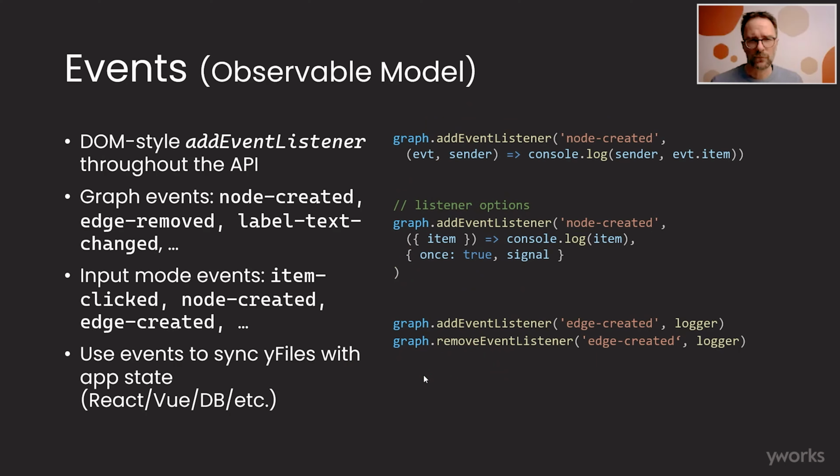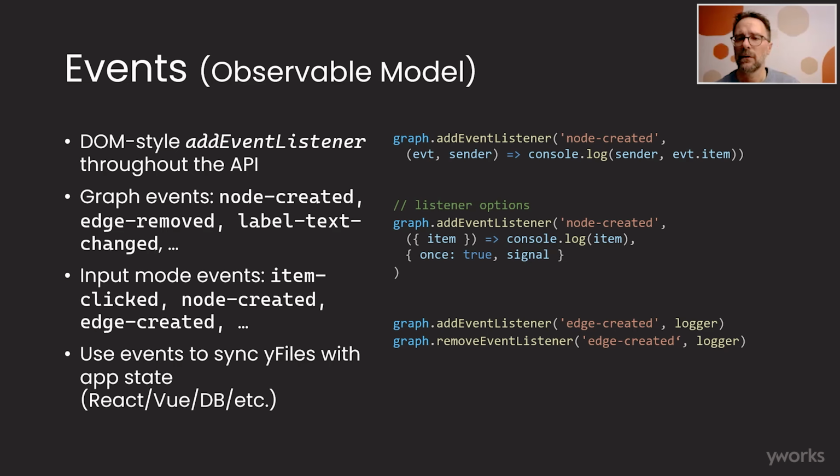So I touched upon this briefly before. Events are really important in yFiles because they connect the model to the view, but they also allow you to react to changes in the model or to react to user-driven changes. Those objects that support events have the DOM-style addEventListener and removeEventListener methods. So on the graph, there is this method that you can just call, and then it works just like you know it from the JavaScript DOM.